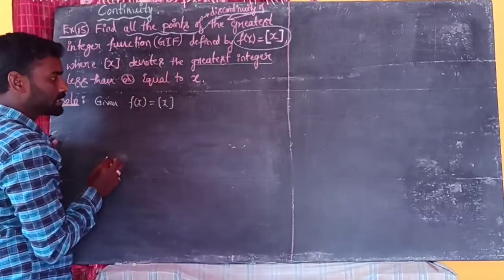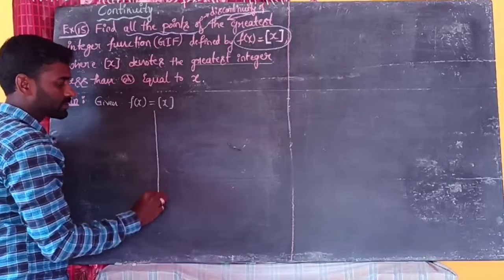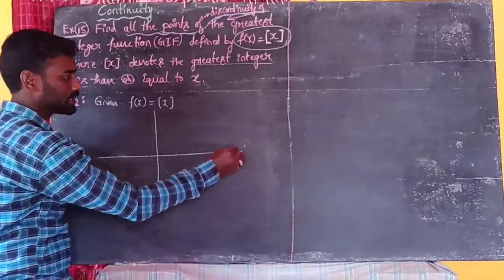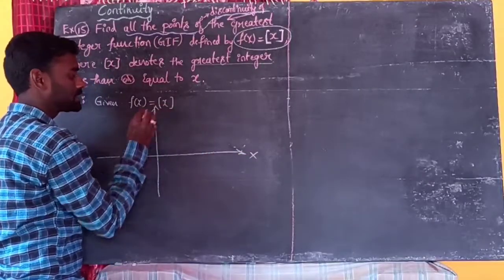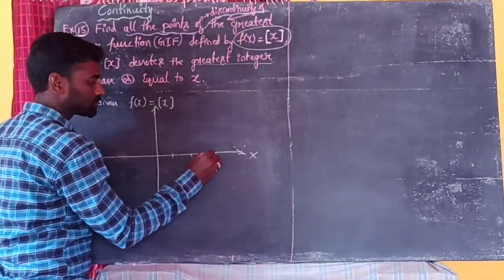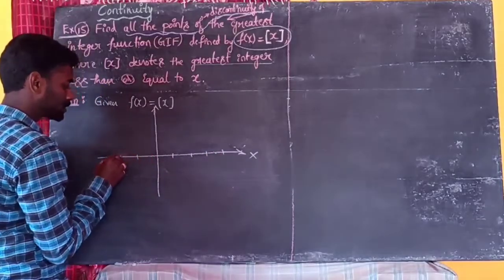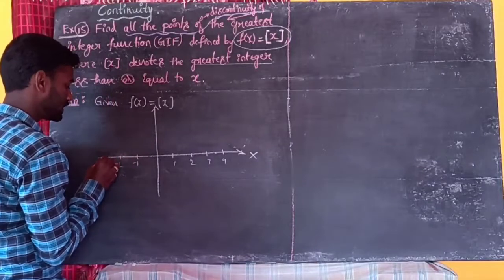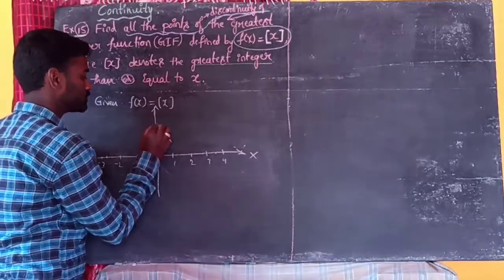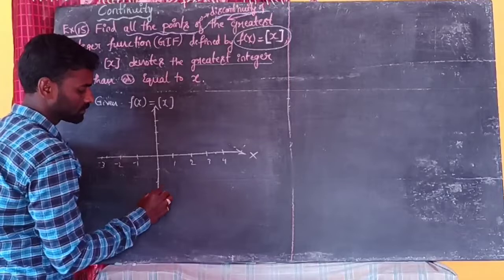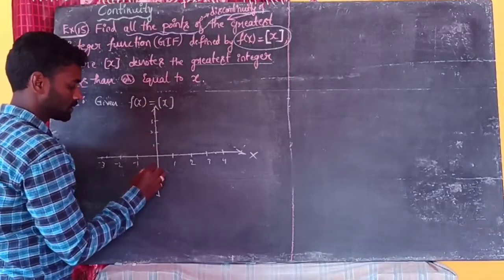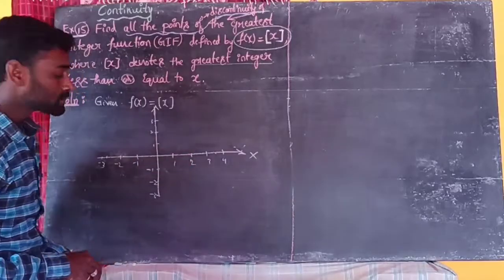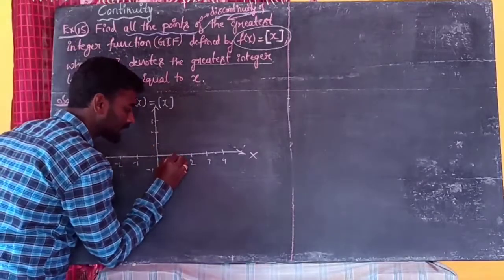Now for that, first I will draw the graph of this function, guys. In our class 11th, we discussed the graph of this greatest integer function. Here this is the x axis, this is the y axis. This is 1, 2, 3, 4, and here minus 1, minus 2, minus 3, like this. Here observe guys, the graph of this greatest integer function is like this.